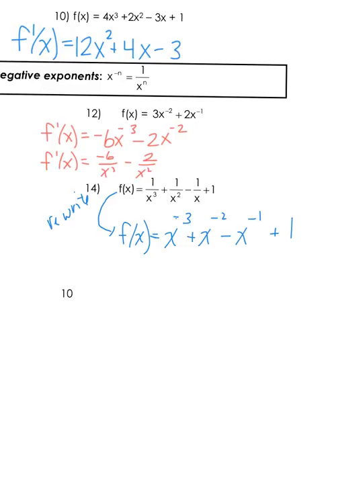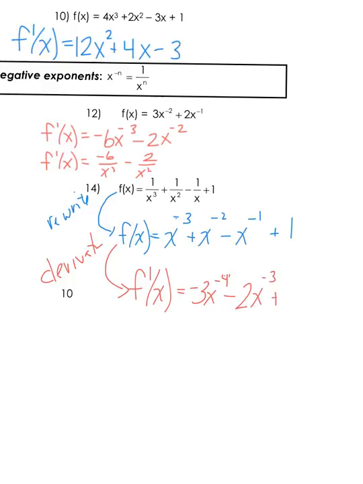Okay, now we're taking a derivative. Negative 3x to the negative 4 minus 2x to the negative 3 plus, because the negative times the negative, x to the negative 2, and the derivative of 1 is 0, so that 1 goes away. Rewriting so that we have everything written with positive exponents. Again, notation, f prime of x.